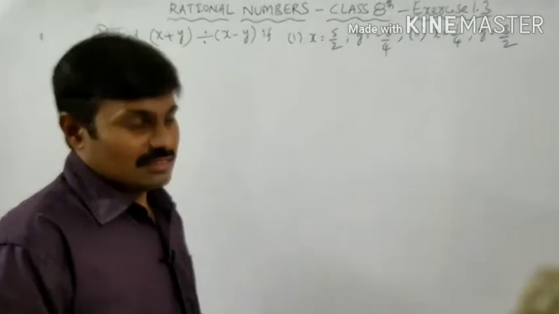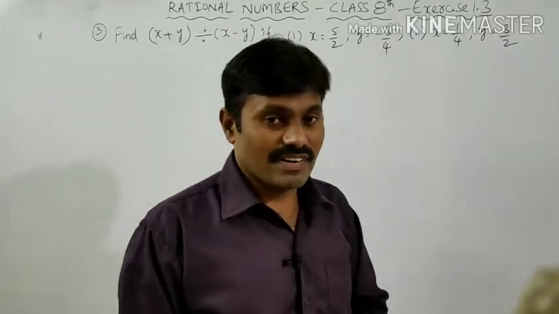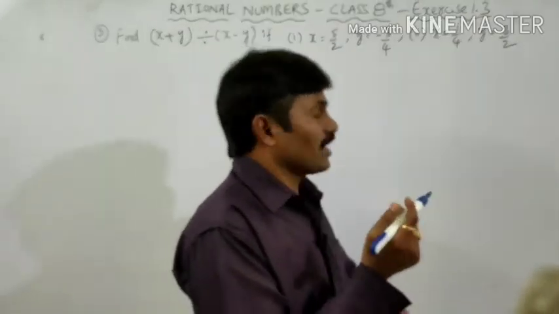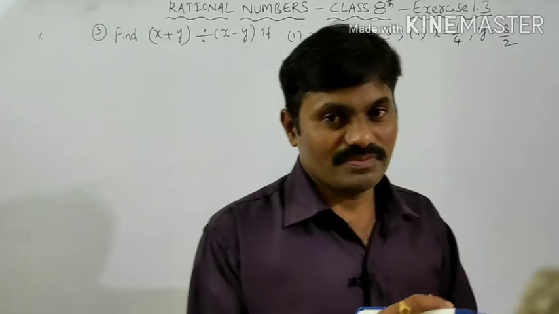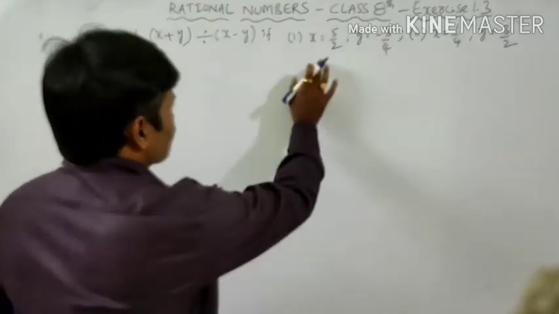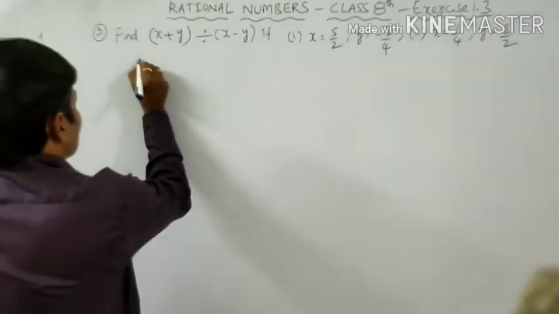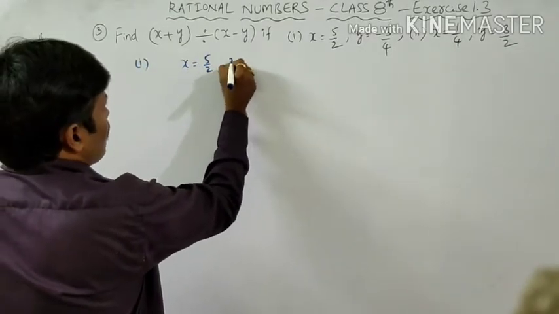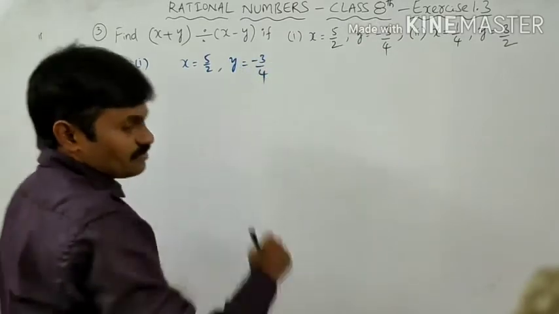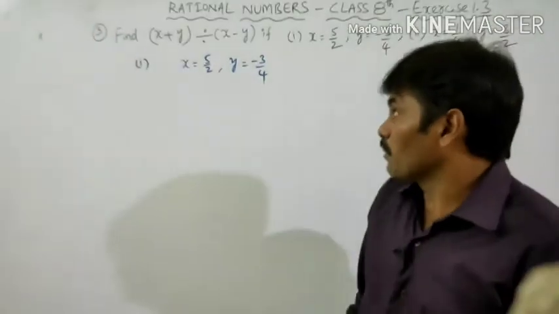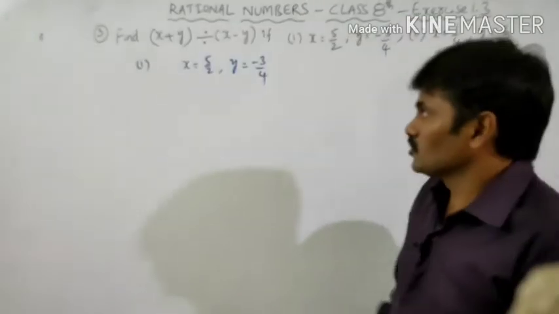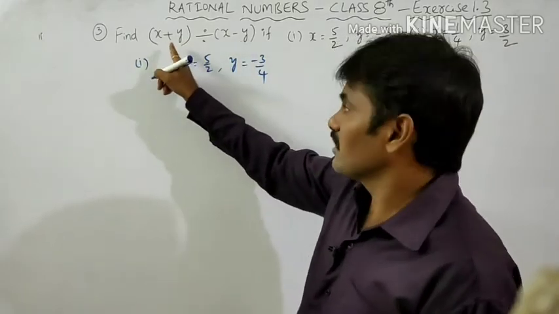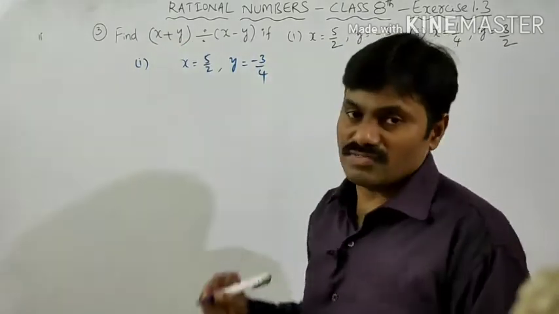So in this question, what is required is (x plus y) divided by (x minus y), where x is equal to 5 by 2 and y is equal to minus 3 by 4. Clear? Now, the first case I am writing. x is equal to 5 by 2, y is equal to minus 3 by 4. In this, we have to find the values of x plus y and x minus y, then divide x plus y by x minus y.